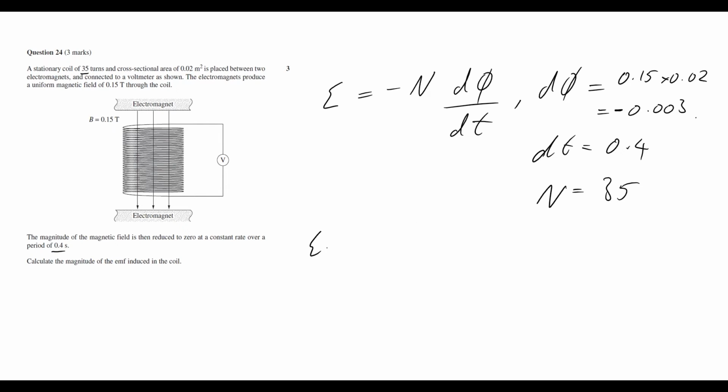Okay, so now plugging these numbers all into our calculator, let's see what we get. So the EMF is equal to minus 35 times negative 0.003, divided by 0.4. And so solving that, we see that this is going to be equal to 0.3 volts. Okay, and that's question 24. Moving on to question 25.